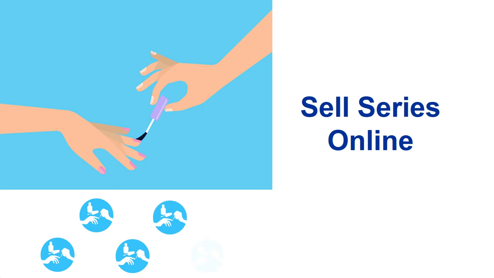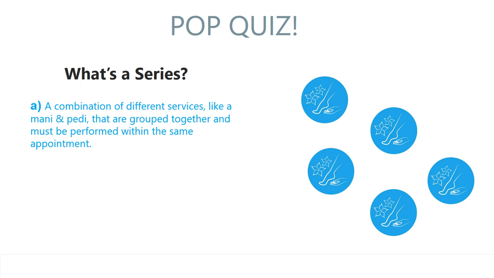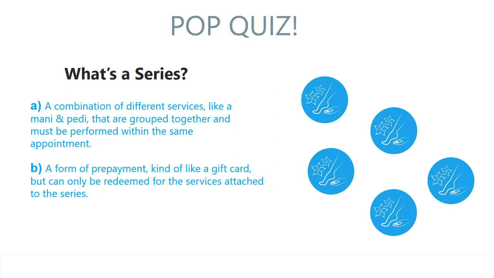Next, let's talk about selling series online. But first, let's answer this. What's a series? A, is it a combination of different services, like a mani and pedi, that are grouped together and must be performed within the same appointment? B, a form of prepayment, kind of like a gift card, but can only be redeemed for the services attached to the series? Or C, a repeating appointment?